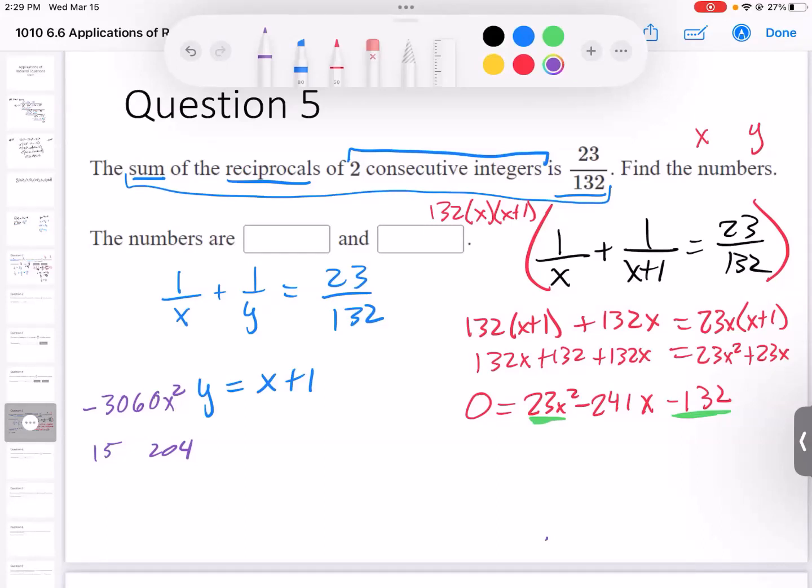Yeah, because one of them has to be negative for them to multiply to a negative. What about 12? Can it be divided by 12? Okay, that doesn't work either. When you divide by 15, it gives you 204, but when you divide by 12, it gives you 1530.